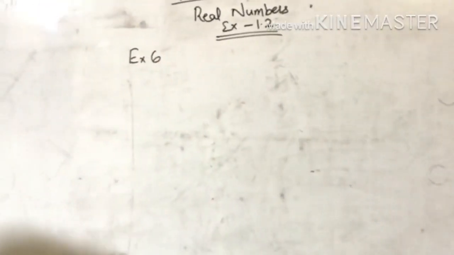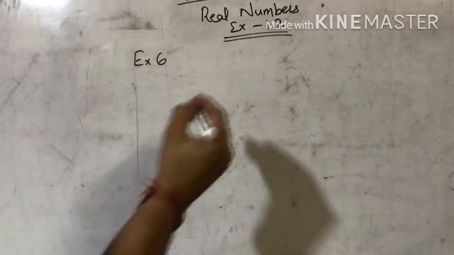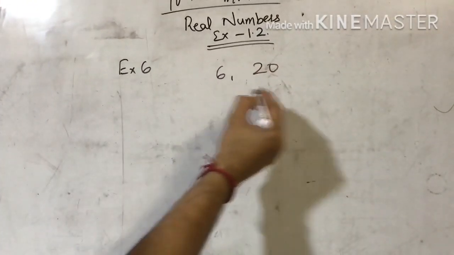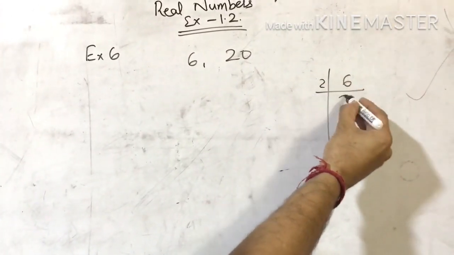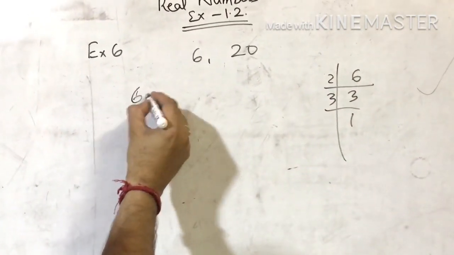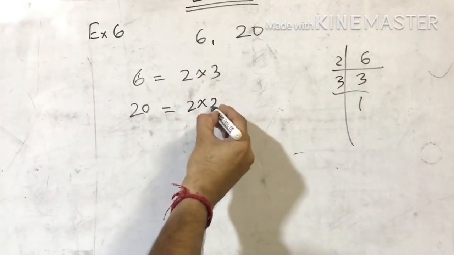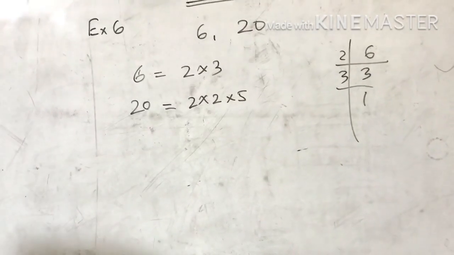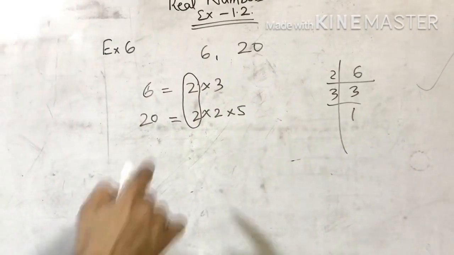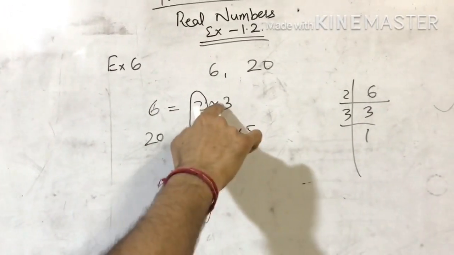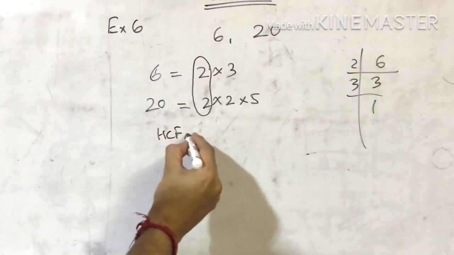Example number 6, page number 10. Find the LCM and HCF of 6 and 20. So these are the numbers. On rough paper you can find the prime factorization of 6. You can write 6 is equal to 2 into 3. Similarly, you can find the factors of 20. You can see all are prime numbers. So HCF is the highest common factor. So these are the numbers which are present in both the numbers. Neither is this 3 here in the pair, nor 5. So HCF will be only the common number.